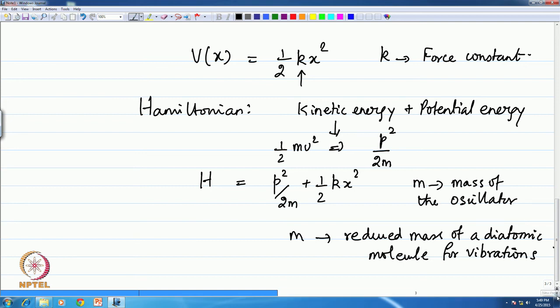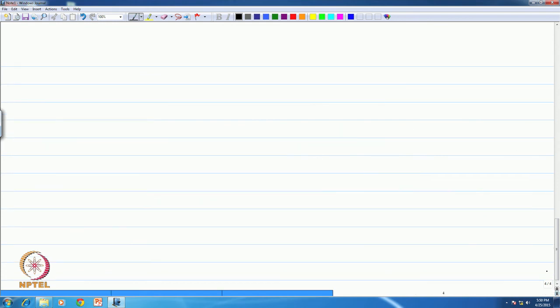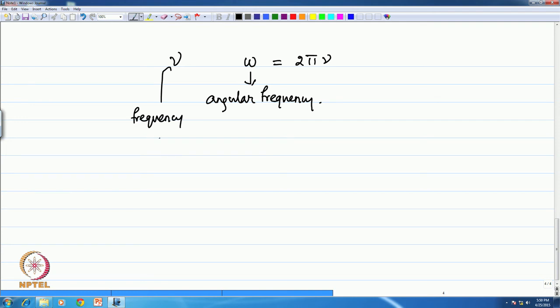Also, please remember, the harmonic oscillator is associated with a frequency nu or an angular frequency omega, which is 2 pi times nu. This is the angular frequency in radians per second. This is the linear frequency per second. The frequency of a harmonic oscillator in a classical form is something that you all know. It is 1 by 2 pi times the square root of the force constant by the mass.